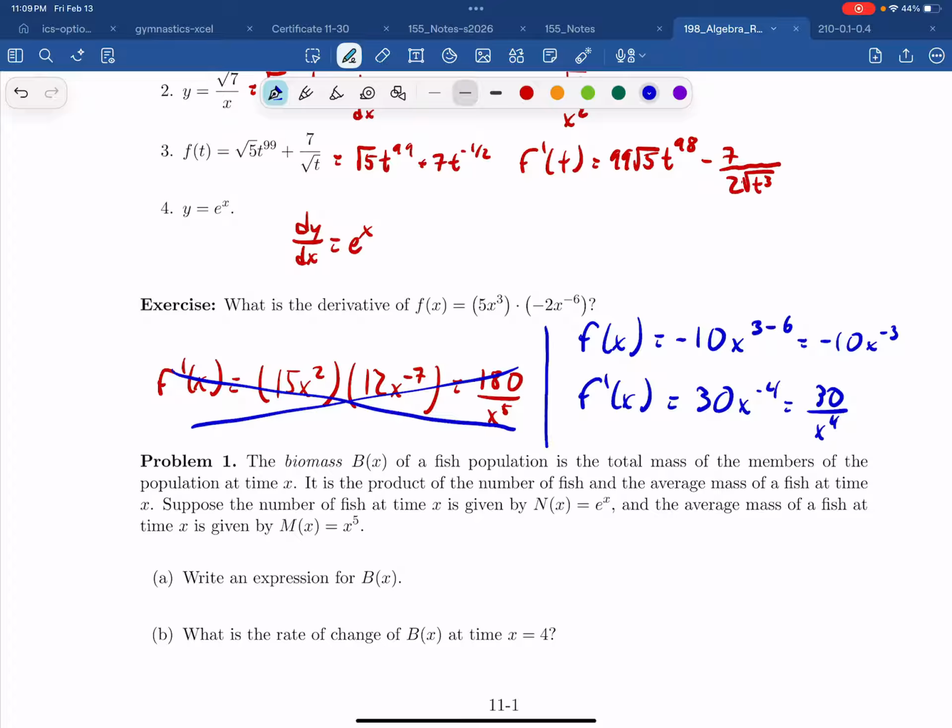But there are some times where it might be a little impractical to simplify the product, and we just don't want to have to do that every time. So maybe it would be a good idea to learn how we can take the derivative of a product.